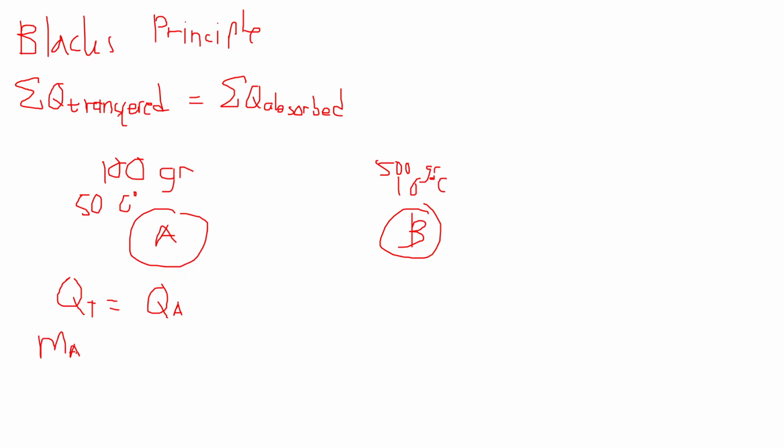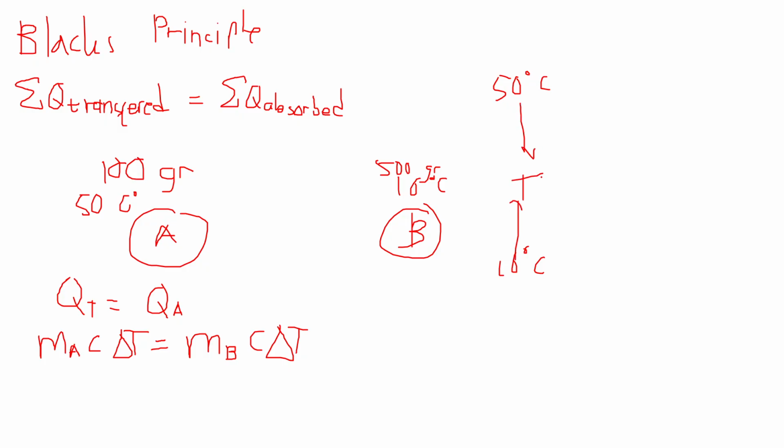Alright, so what's Q? This is the mass MA, this is C, which is 1, and this is delta T, and this is equal to MB C delta T. Alright, but what's the delta T? Well, imagine it like this. We have one water which is at 50 and another at 10. To reach thermal equilibrium, this has to go down and this has to go up, which meets at T. Yeah, heat goes from hot to cold.